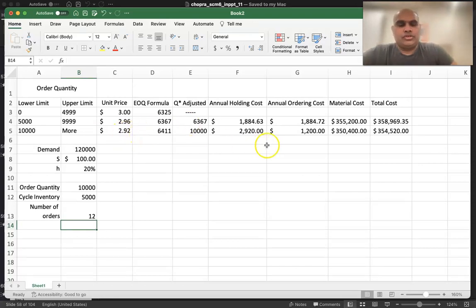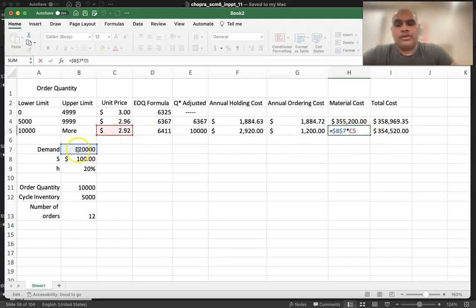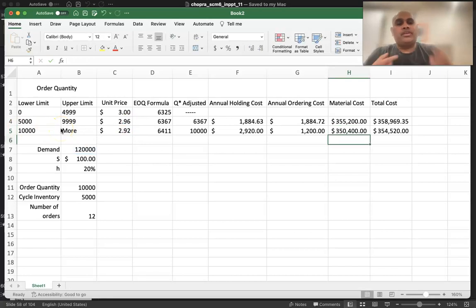So in this case, as you notice, when we calculated material cost, we are saying that all the 120,000 items are bought at the unit price as long as the optimal order quantity is 10,000 or more. Now, what if you look at marginal order quantity? So that's what we're going to do next. So this is all unit discounts. Now let's talk about marginal discount. We'll do that in the next video.